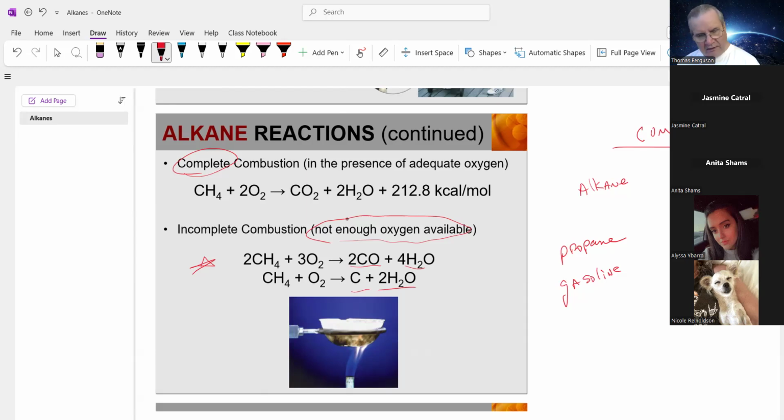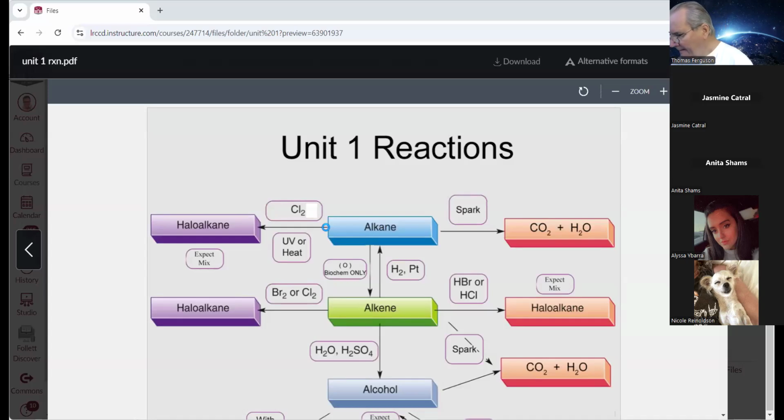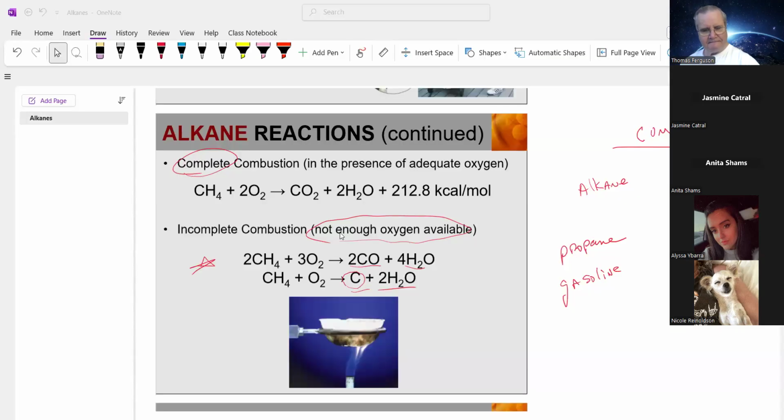Now, whenever you cook over a campfire, you'll notice the bottom of your pan is all black. That's because that campfire doesn't have enough oxygen to completely burn the methane. So you end up with plain old charcoal. Now, if we look at the reactions, notice that a lot of things go to carbon dioxide and water. So it doesn't matter if it's an alkane, alkene, or an alcohol, it'll still go to carbon dioxide and water, assuming you have adequate amount of oxygen. Okay, so that's your first reaction.